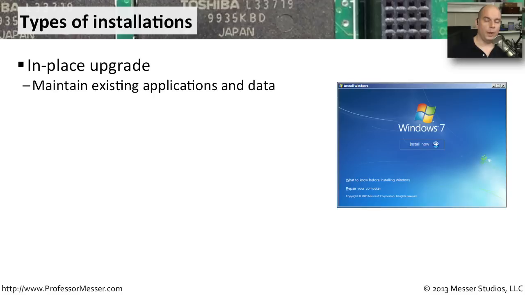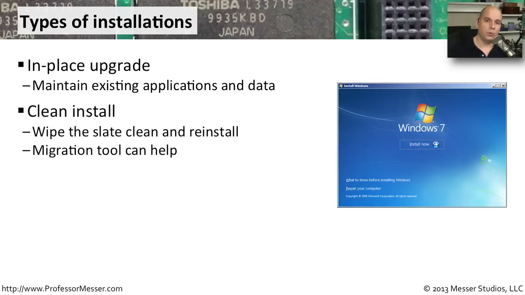There are a number of different ways to install the Windows operating system. One is with the in-place upgrade, where you simply start the installation inside of your existing operating system. It recognizes that an OS already exists and it upgrades to the newest version of this operating system and makes sure that it keeps all of your applications in place and all of your files exactly the way they are.